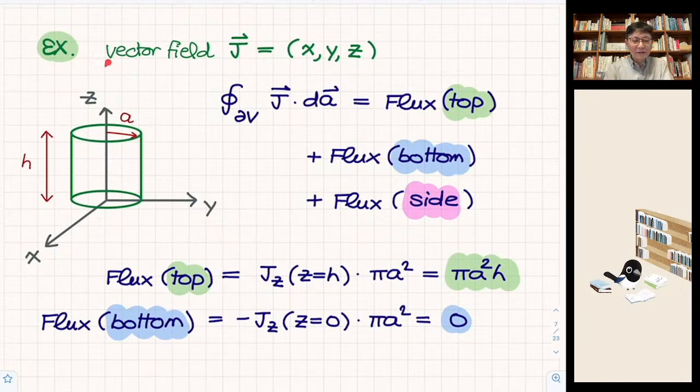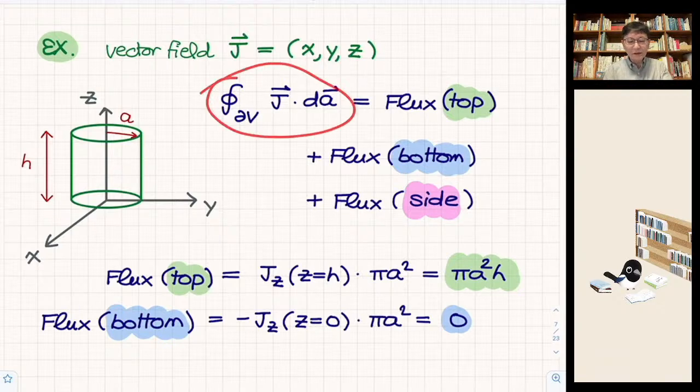Suppose now I take a vector field J. The J has three components, and it's really, really simple. The X component is x, the Y component is y, the Z component is z. How simple is that? Okay. And then we choose our closed surface as the surfaces of a cylinder, as shown here. So the cylinder of radius a and height h, and let's try to check whether the Gauss theorem works or not. Okay, first of all, let's start with the surface integral first.